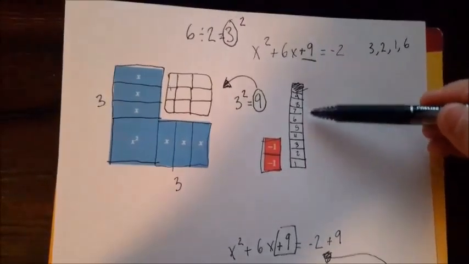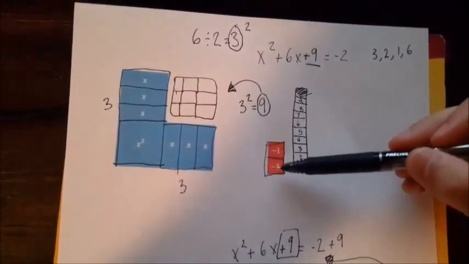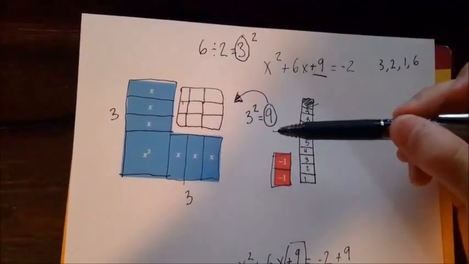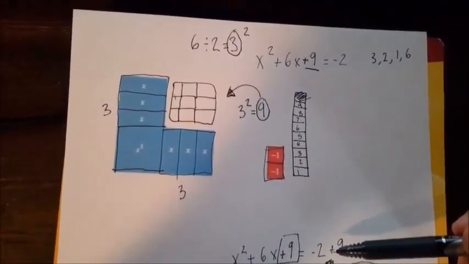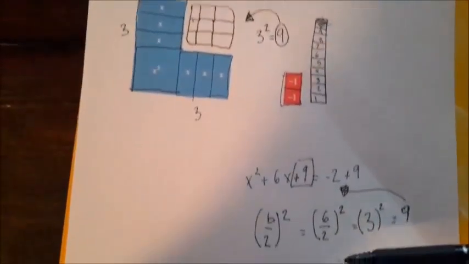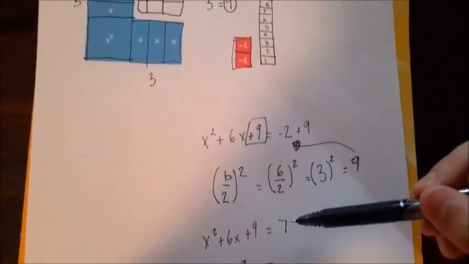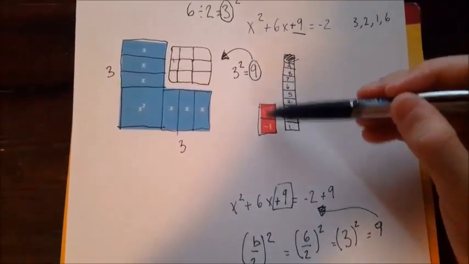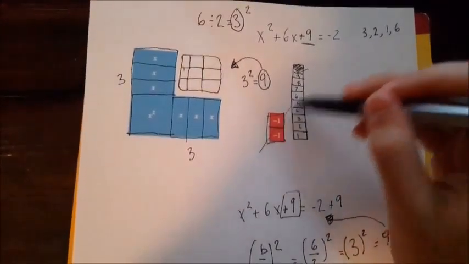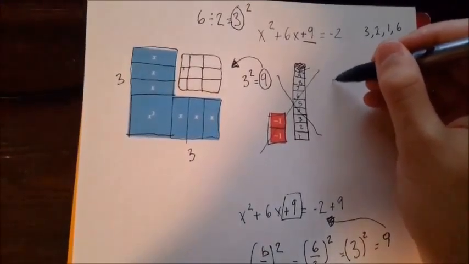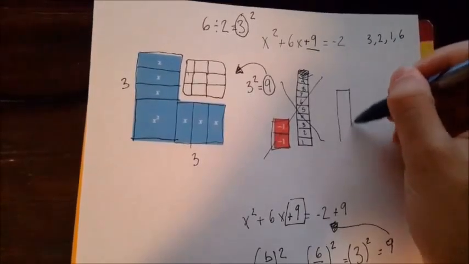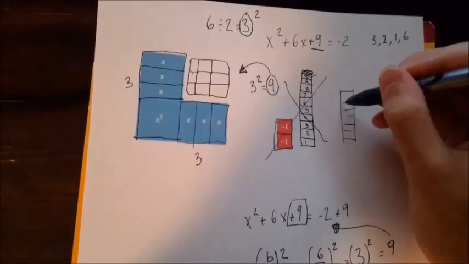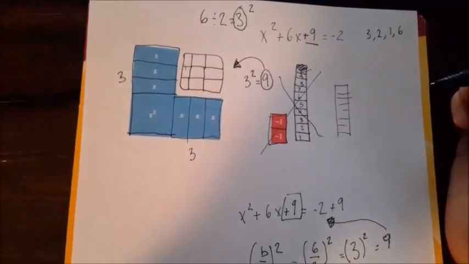Here are our 9 positive tiles, our 2 negative tiles, and our completed square on the left-hand side of our equation. Thus, once we reduce this down to our 7, this changes. This no longer has 2 rows of tiles. Instead, we just have our 7 positive tiles. 1, 2, 3, 4, 5, 6, and 7 tiles.